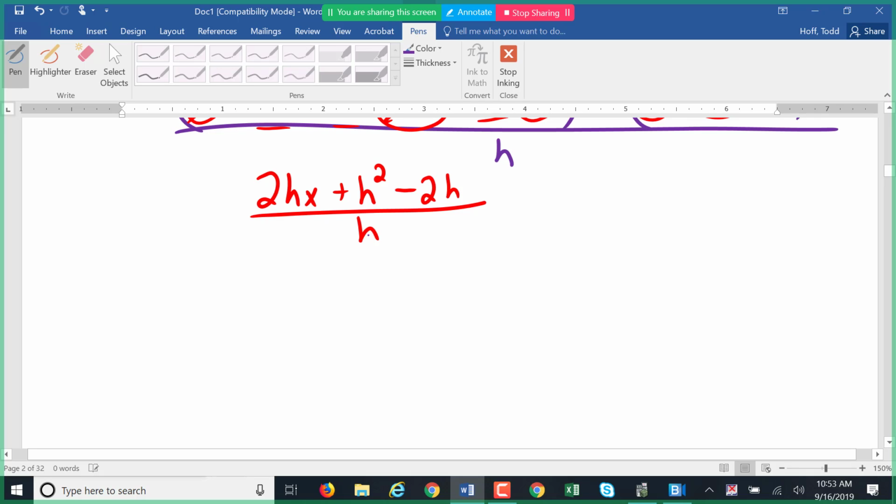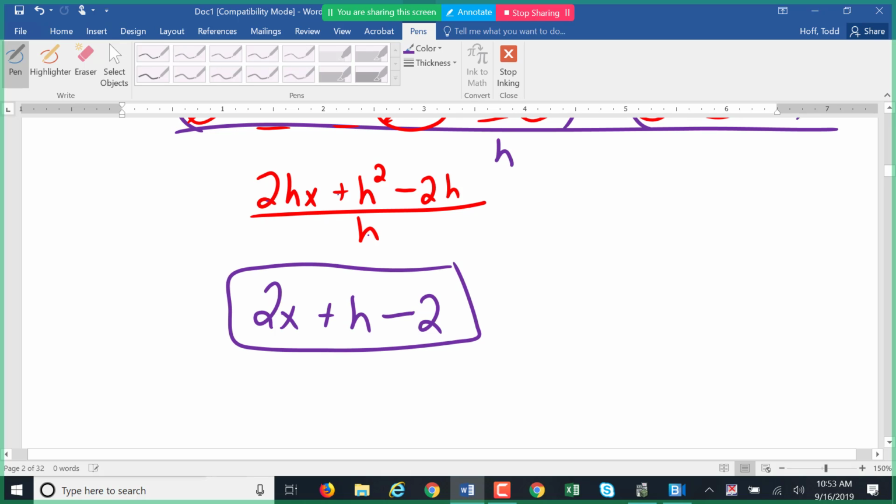If I divide by the h, 2hx divided by h is just 2x, plus h squared divided by h is just h, negative 2h divided by h is just negative 2. There's our difference quotient, 2x plus h minus 2.